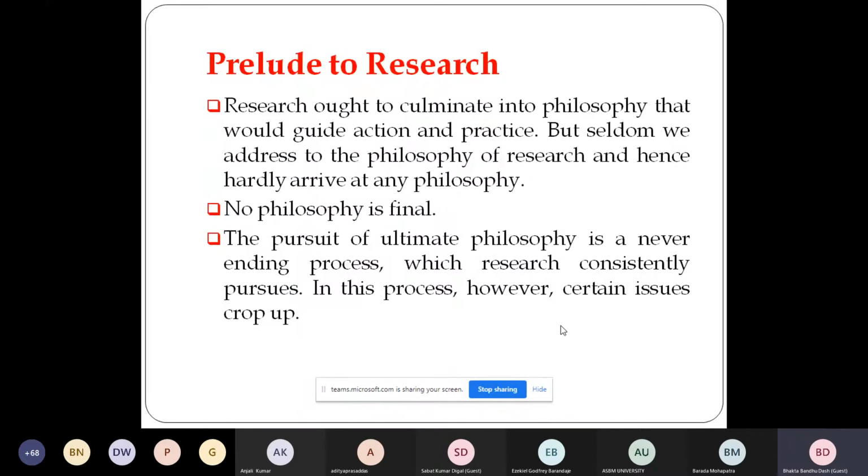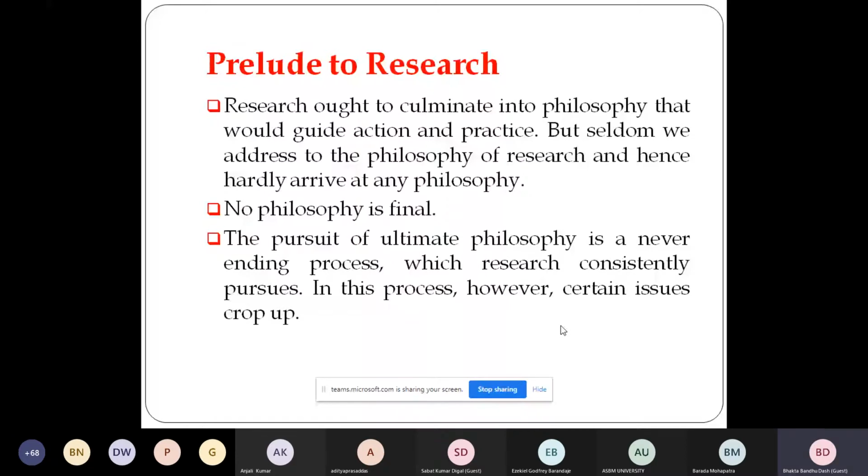Sometimes that is also possible. So in that case, not a single philosophy is final or absolute in nature. But ultimately, what is our pursuit, our interest, our intent? Our intent is to design a philosophy which we gather from the synthesis of our work. And ultimately, it becomes a never-ending process. Why? Some other researcher also takes this thread and analyzes it in a different form.